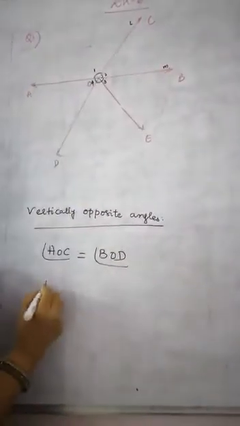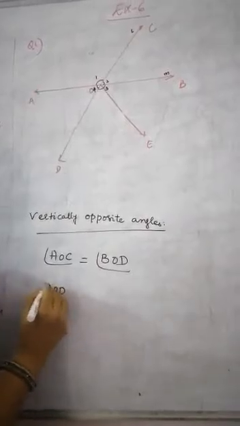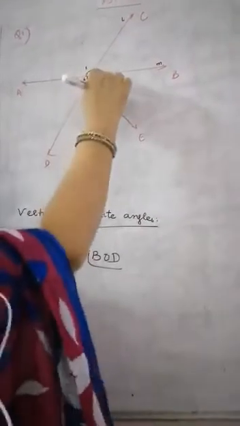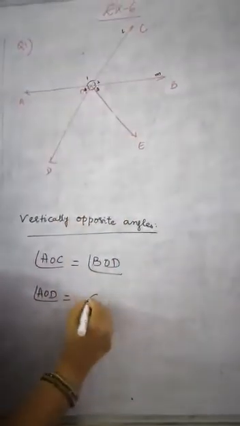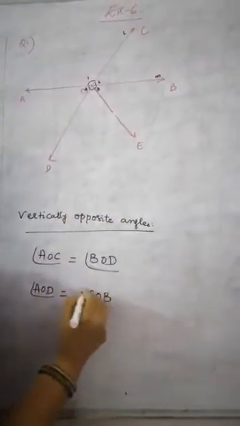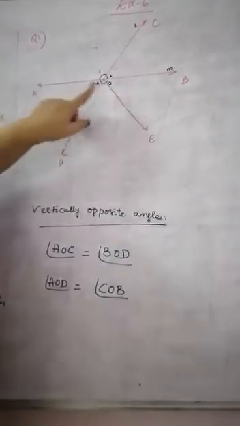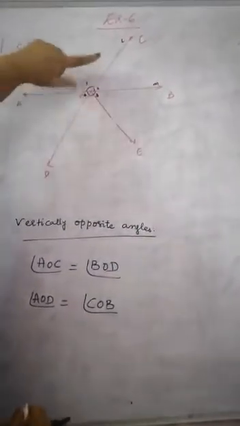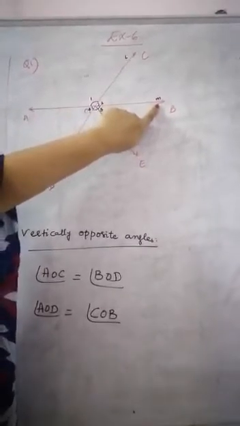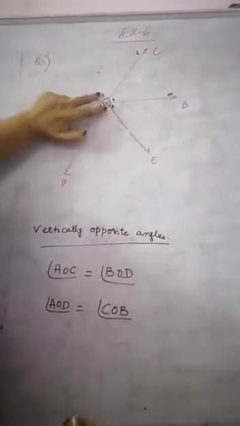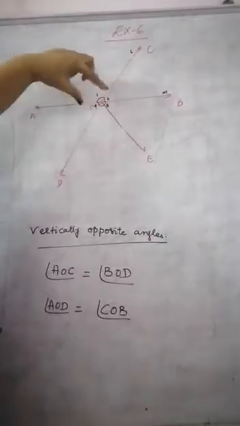AOD, second pair: AOD is equal to angle 2. What is angle 2, children? COB. Okay, this is your extra line. Don't think about this. Two lines, line L, line M. You think about line L and line M. Vertically opposite angles: 1 equal to 3, 2 equal to 4.